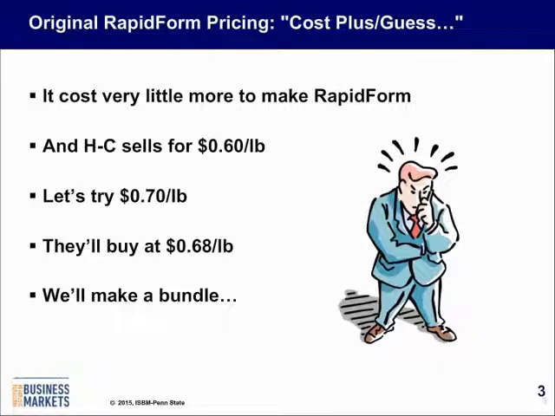Now, when we arrived on the scene, the folks at the steel company had done some cost-based pricing. So it cost very little more to make rapid form. And remember, we would insist that cost and price really are not related, that price should be set based on value. At the time, high carbon steel was selling, let's say, at 60 cents a pound, as again, all these numbers have been changed. They decided, well, it doesn't cost much more, let's try 70 cents a pound. They'll probably buy after negotiation at 68 cents a pound. But since it doesn't cost much, we'll make a lot of margin. But something told them that there was an opportunity to do more.